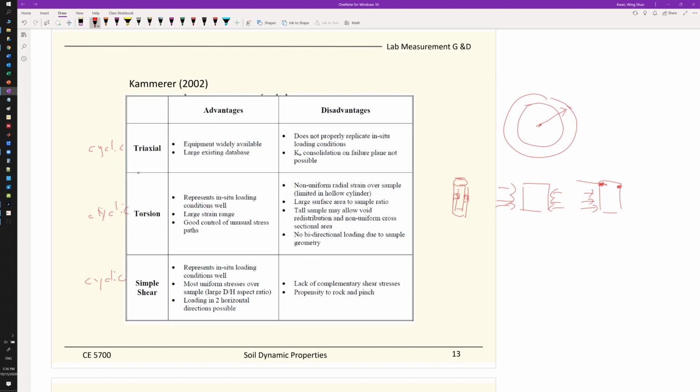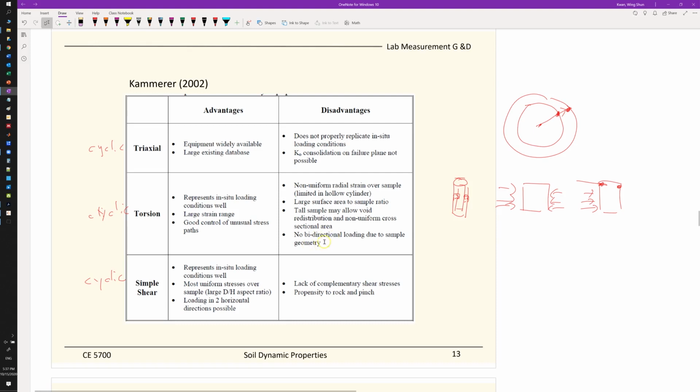So at least you minimize the problem, but between the innermost and the outermost, you still have a radial difference. And the tall samples may allow void redistribution and non-uniform cross sections. So it's a very hard test to run and a very hard test to prepare. Usually you cannot do it for clay, because clay comes in a block. So this is ideal for sand samples, which you can reconstitute by varying the sand particles. And another thing is there's no bidirectional loading.